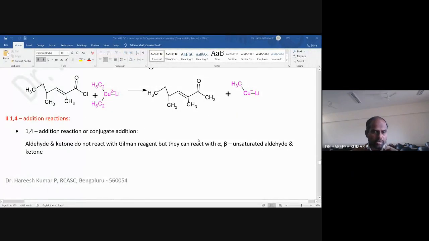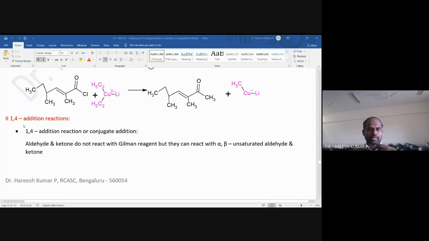We are discussing organocopper compounds, more particularly Gilman reagent. Gilman reagent means dialkyl lithium cuprate. More particularly, we discussed the substitution reactions of organocopper compounds.